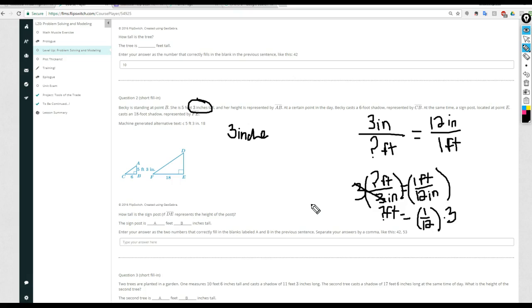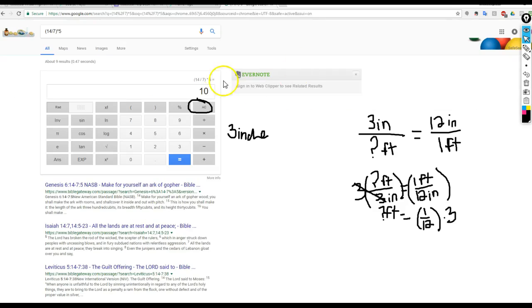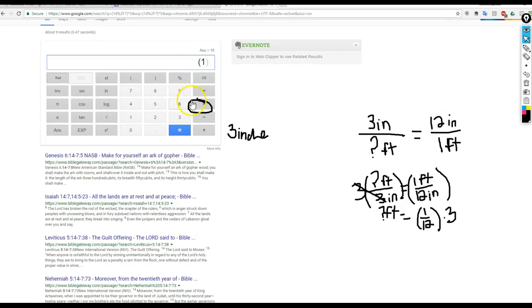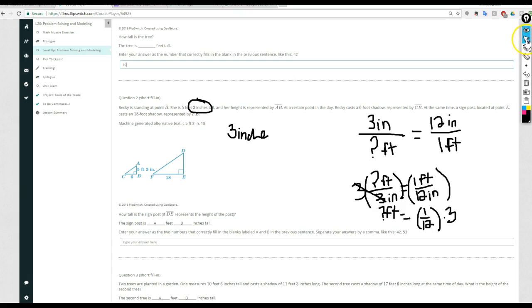So in your Google calculator, we would type in parentheses 1 divided by 12 times 3. That's 0.25. So 3 inches is equal to 0.25 feet. Now she is 5 foot 3 inches, so she is 5.25 feet tall.